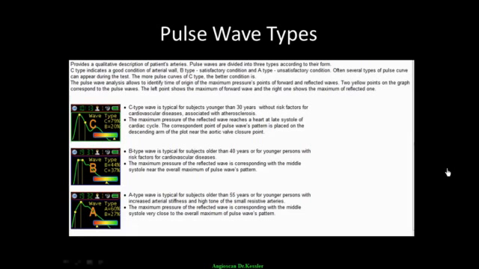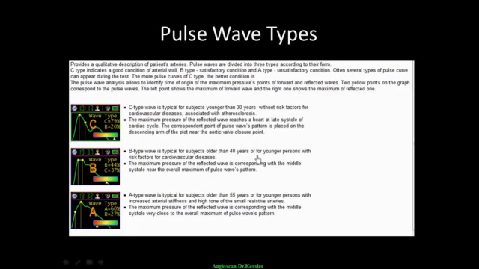That's the bottom line, and we're going to do that using pulse wave analysis, and these are the pulse wave types we're going to be looking at. We're going to look at the C, which most of us want to be, the B pattern and the A pattern. So the C-type wave pattern is typical for subjects younger than 30 years without the risk factors for cardiovascular disease associated with atherosclerosis. The B-type wave pattern is typical for subjects older than 40 years or for younger persons with risk factors for cardiovascular disease. And the A-type wave is typical for subjects older than 55 years or for younger persons with increased arterial stiffness and high tone of the small resistive arteries. So that's basically what they are.